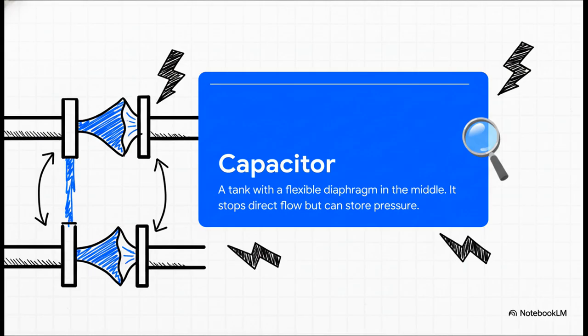Imagine a water tank that's split in half by a big rubber sheet. When water flows in one side, it pushes on that rubber sheet, stretching it out. The water can't actually get through to the other side, but it stores that pressure in the stretched rubber. Then, if the pressure outside drops, the diaphragm snaps back, pushing the water back out. That's a capacitor in a nutshell.